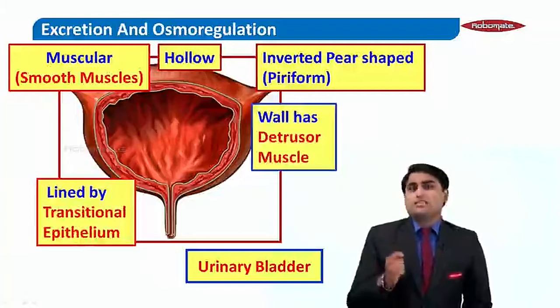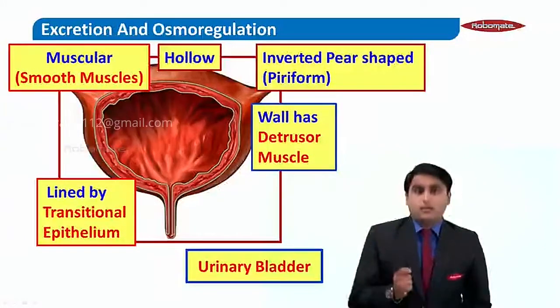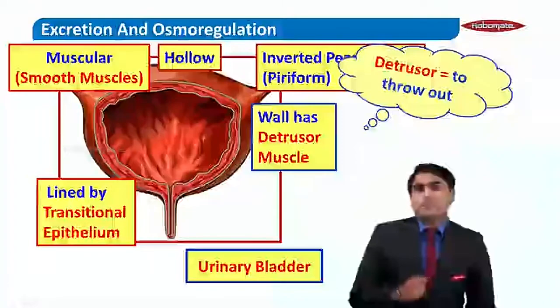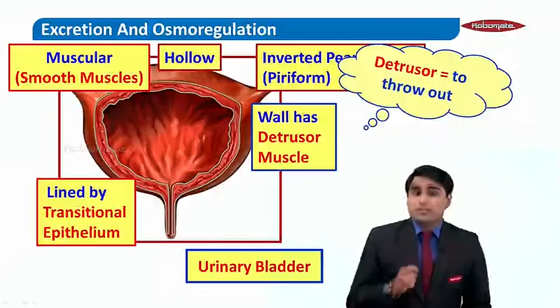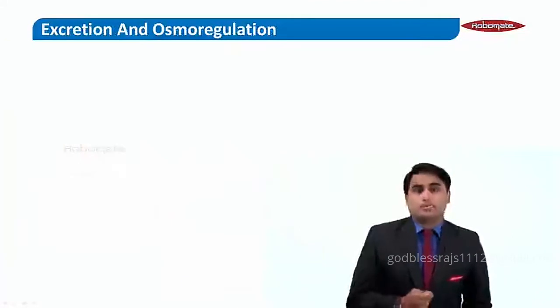The muscle is termed the detrusor muscle. So the muscle present in the urinary bladder is termed the detrusor muscle. Detrusor basically means to throw out. The basic function of the urinary bladder is to expel the urine outside. That's why the muscle is termed the detrusor muscle.